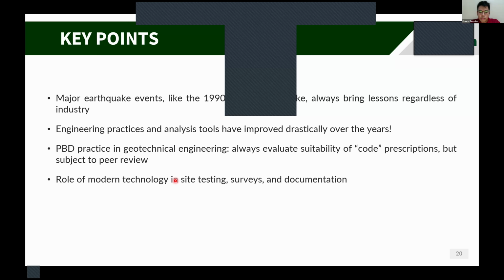Fourth is the role of modern technology in site testing, surveys, and documentation, which is particularly helpful in post-earthquake reconnaissance. And lastly, how do we connect all these things to the non-technical people? Because I remember during one of the stories in 1990, one of the congressmen actually asked, what are we going to do after this? Do we just move on, or what do we need to improve upon? I think that's one of the important aspects that we also need to tackle.